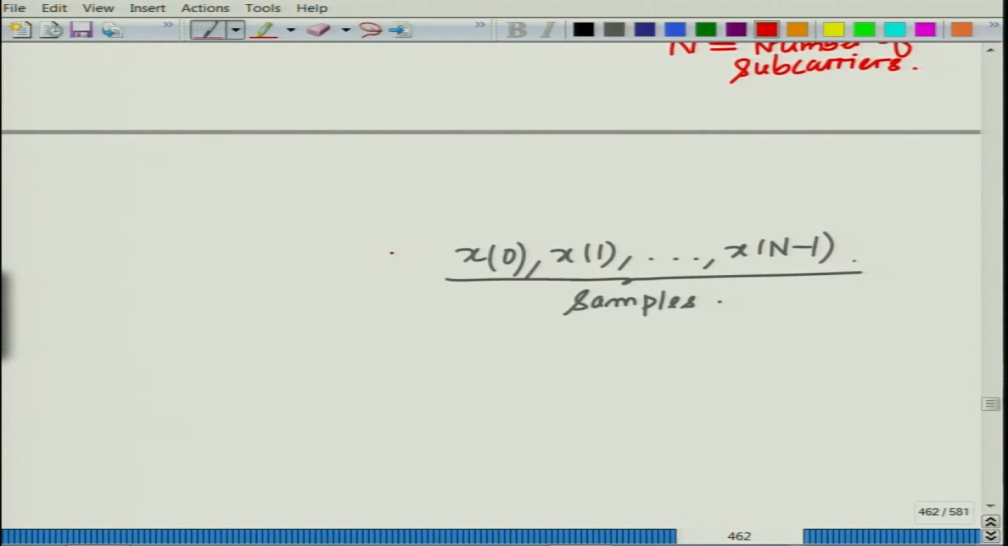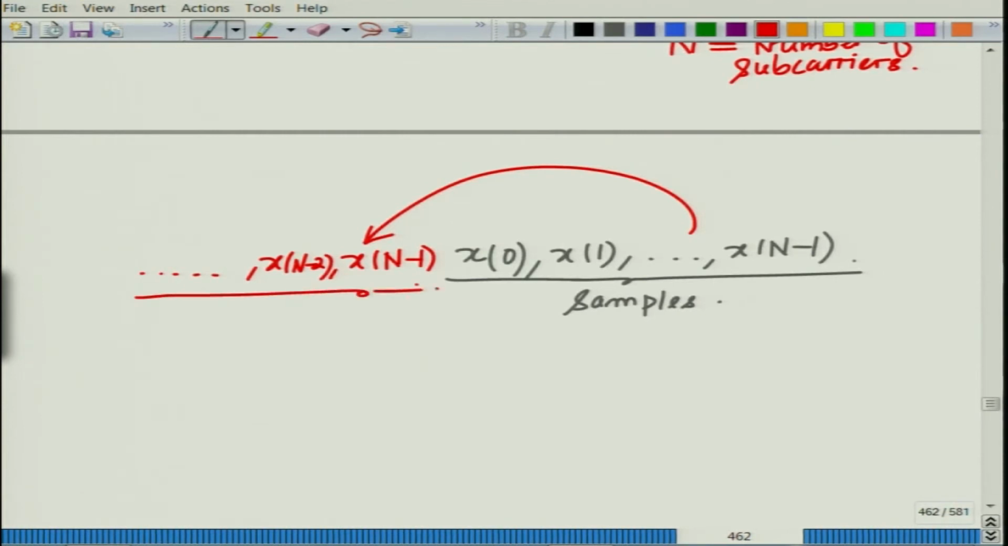Now, what is done is these are repeated again, that is, you take these samples from here and you prefix them. This is known as cyclic samples. So, this is cyclically repeated. It gives the impression of a periodic sequence. So, you take some samples from the end, put them again in the front. So, it looks as if it is a cyclically repeated sequence.